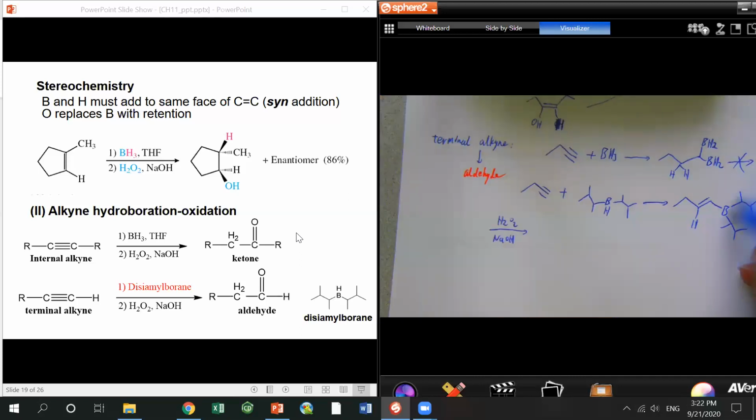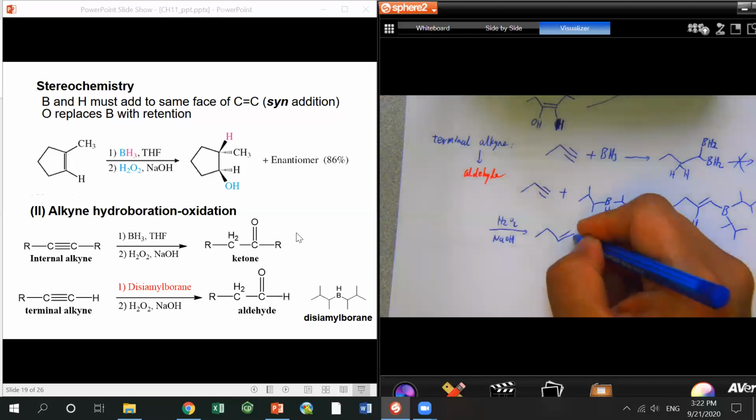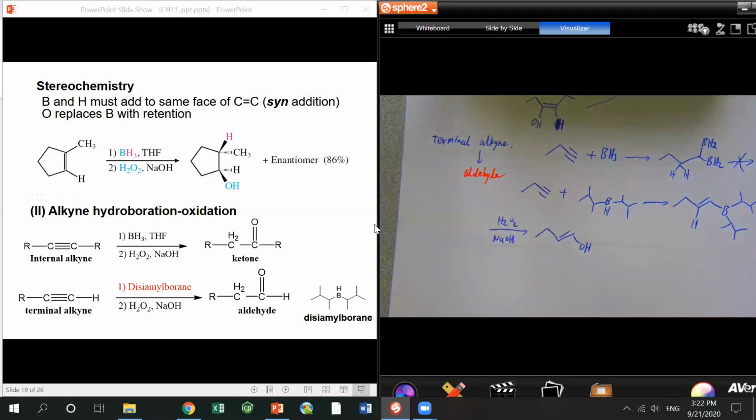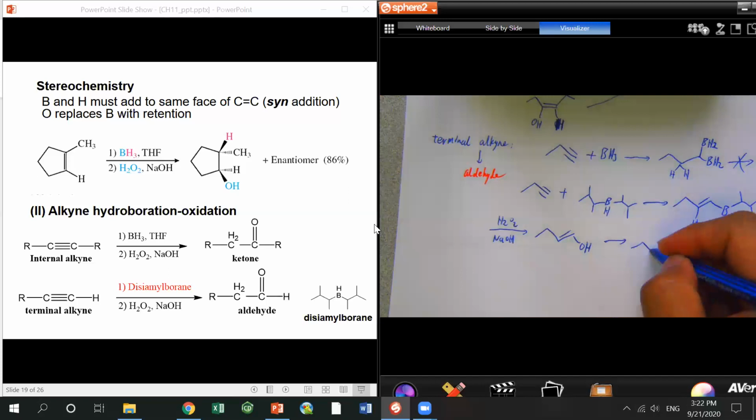You cleave off the boron part, and then you generate the corresponding alcohol, so also an enol. And then this enol can quickly tautomerize into the aldehyde. So eventually you generate the carbonyl. It's an aldehyde.